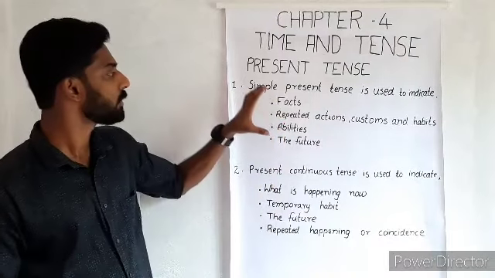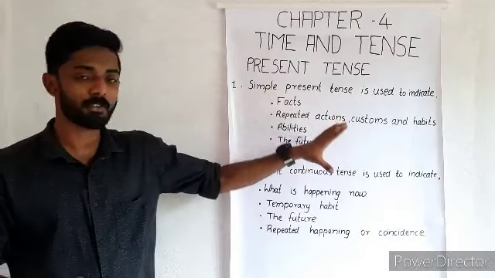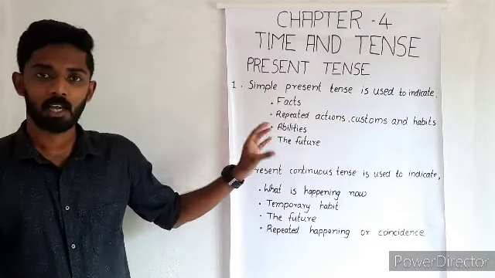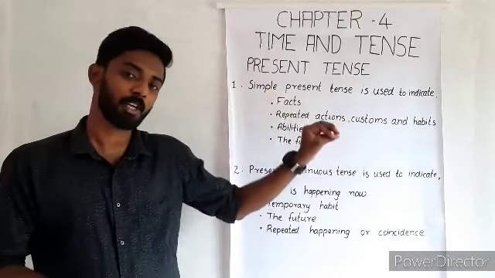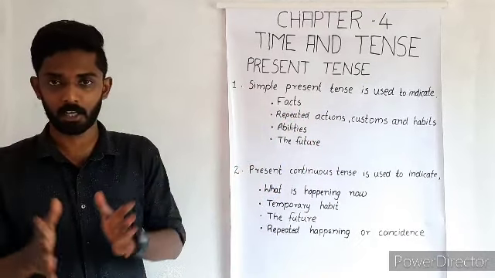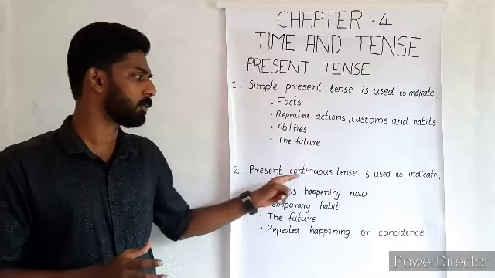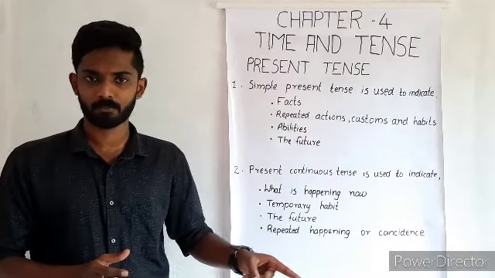So that is all about simple present tense: facts, repeated actions, customs, habits, abilities, and, in order to speak about future action, we will use simple present tense. I think it is clear to you. And now we move on to the second one, that is present continuous tense, which is used to indicate.